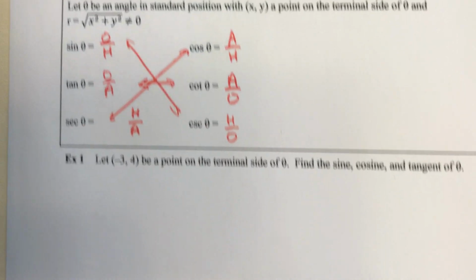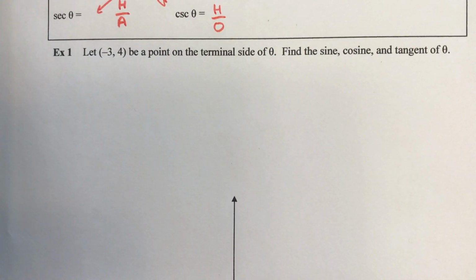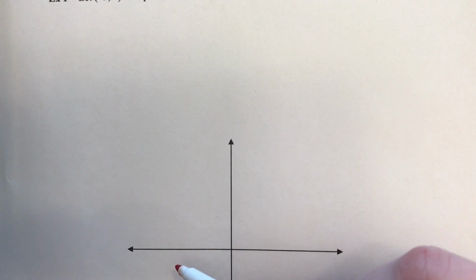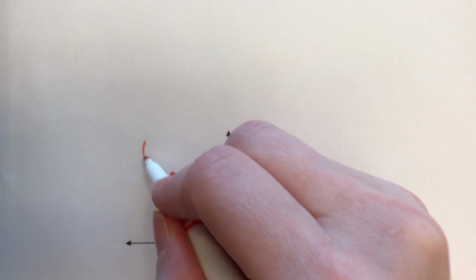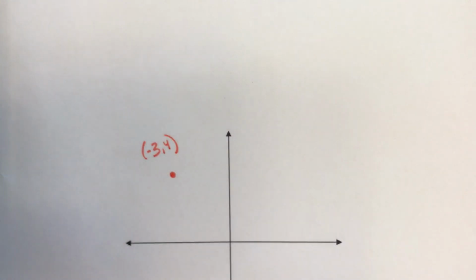So let's look at an example. Number 1 says, let (-3, 4) be a point on the terminal side of theta. Find the sine, cosine, and tangent of theta. So first, we have to figure out what quadrant we'll be working in. (-3, 4) would mean I'd be going left 3 and up 4. So somewhere in the second quadrant would be my point (-3, 4).